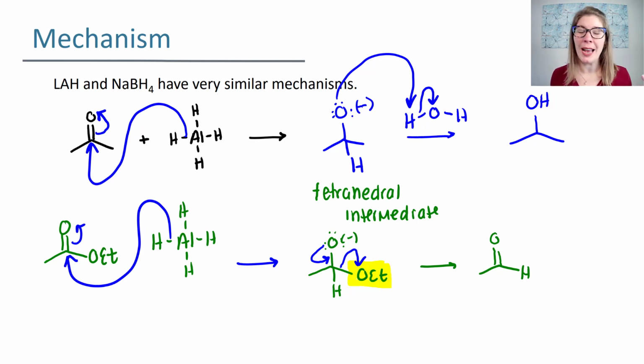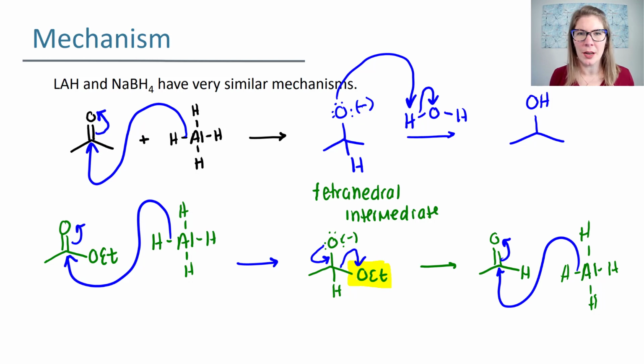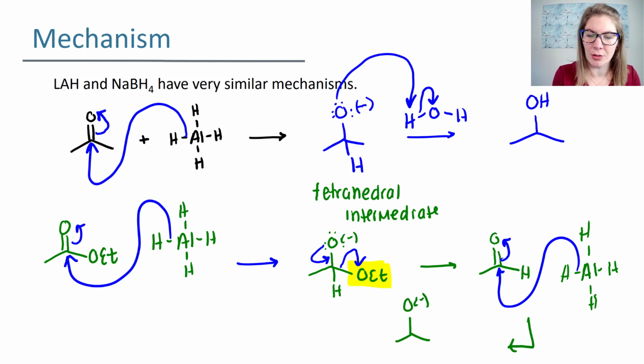So lithium aluminum hydride will attack again. Now I'm going to draw my second molecule of lithium aluminum hydride, and it will go ahead and attack the carbon of the C double bond O. That C double bond O is called a carbonyl group, by the way. When it attacks that, we create yet again another tetrahedral intermediate.